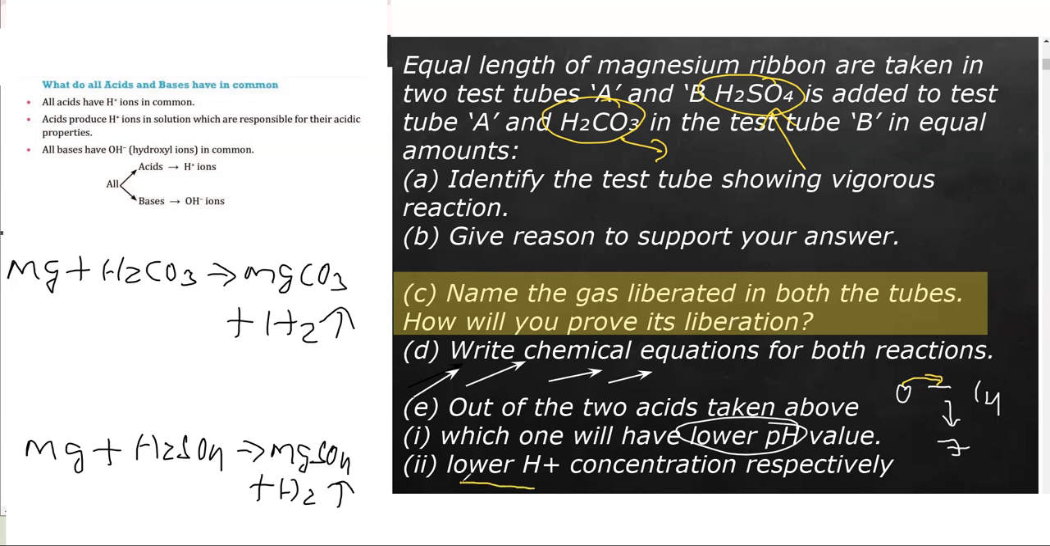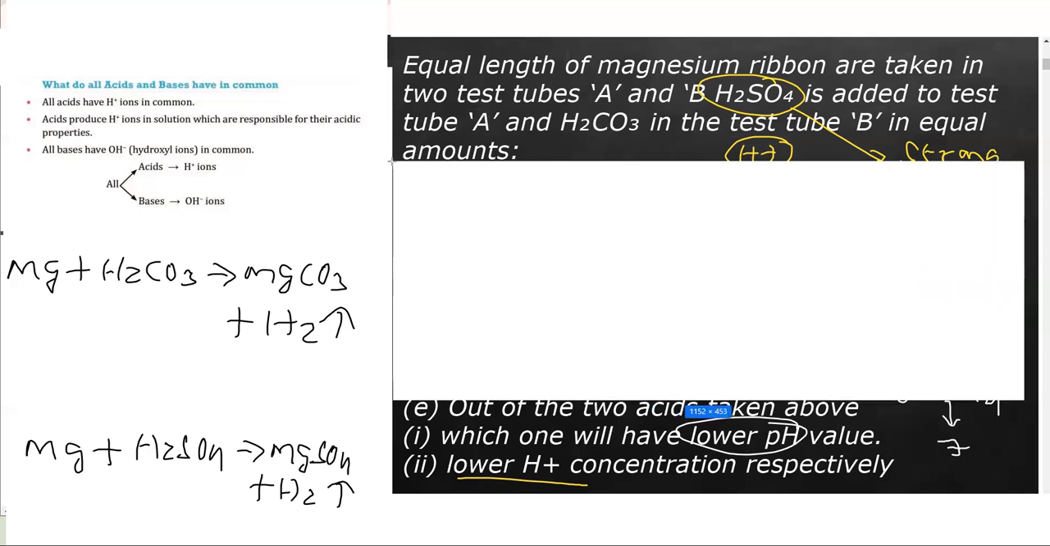Now, lower H plus concentration. Let's begin with the same thing again. I said H2SO4 is a strong acid, or its strength is more, so it will have a lower pH. Once again, on lowering the pH, the strength of an acid increases. Now, we are talking about H plus ion concentration. So H plus ions are responsible. This is an important question. Let me elaborate on it, so I'm hiding this portion.